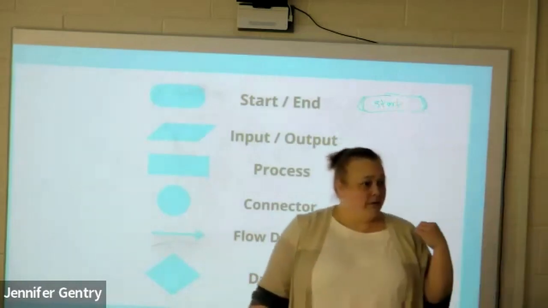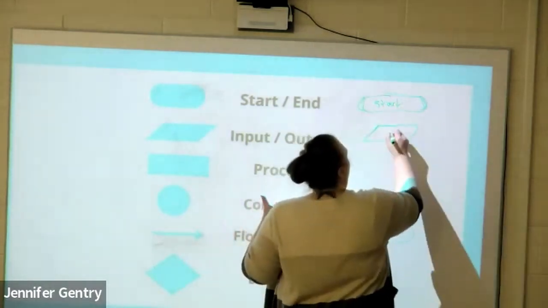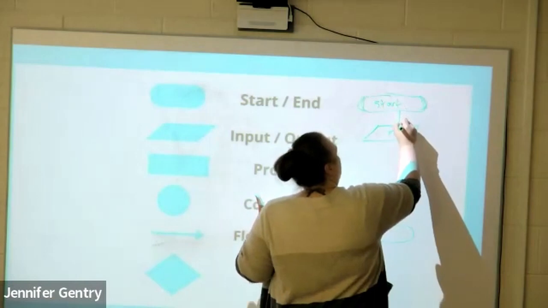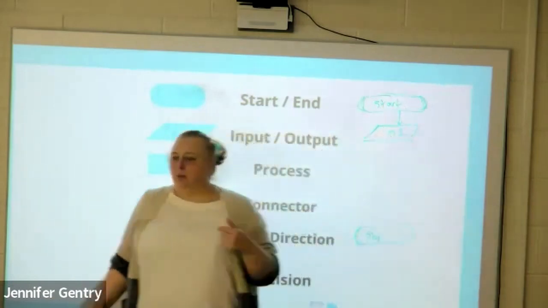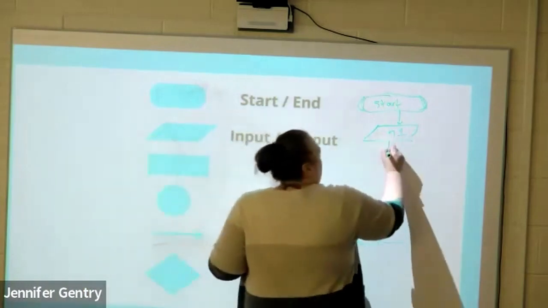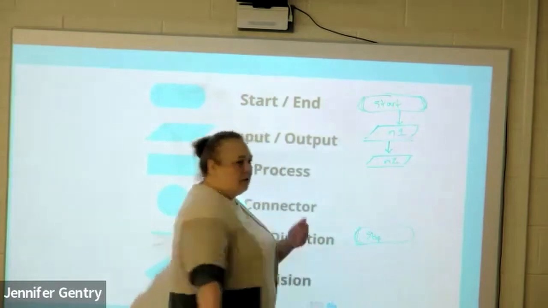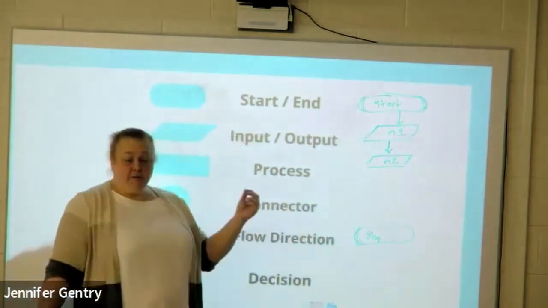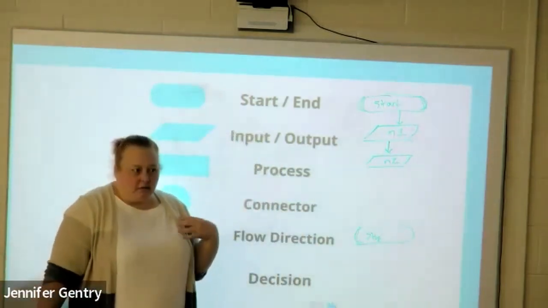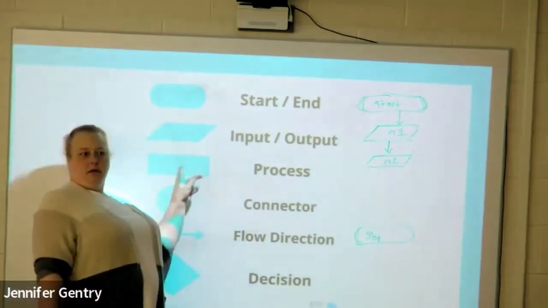So start and stop. What was the first thing we did? We did input a number, number one. From my start, I'm going to go to number one. That's going to show my direction. Next I did an input of number two. I'm showing direction. What did I do then? I added them. So what's adding? The process.